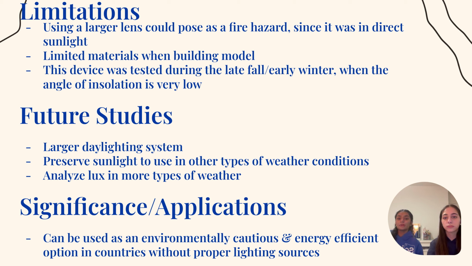Some limitations were that using larger lenses could pose a fire hazard since the light was coming from direct sunlight, limited materials when building the model, and the device was tested during late fall/early winter when the angle of insolation was very low. Some future studies include a larger daylighting system, finding ways to preserve sunlight in other types of weather conditions, and analyzing lux in more different types of weather conditions.